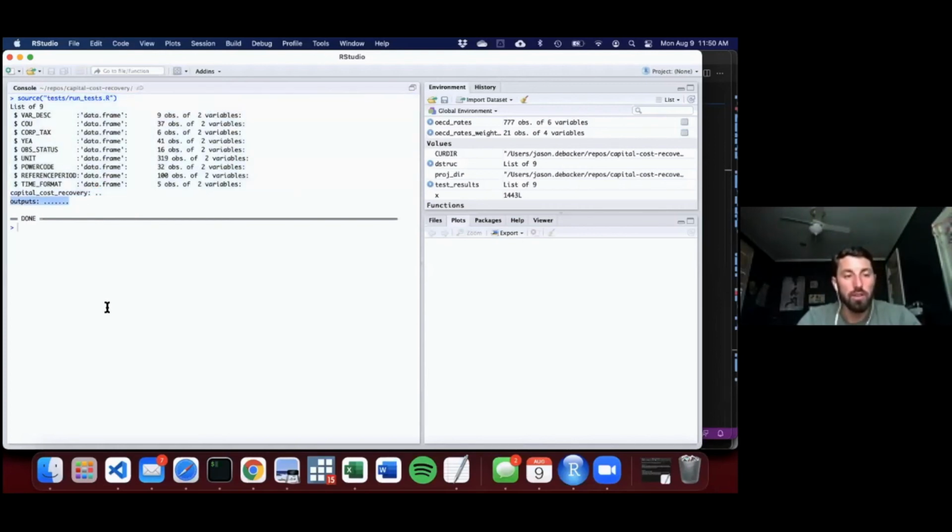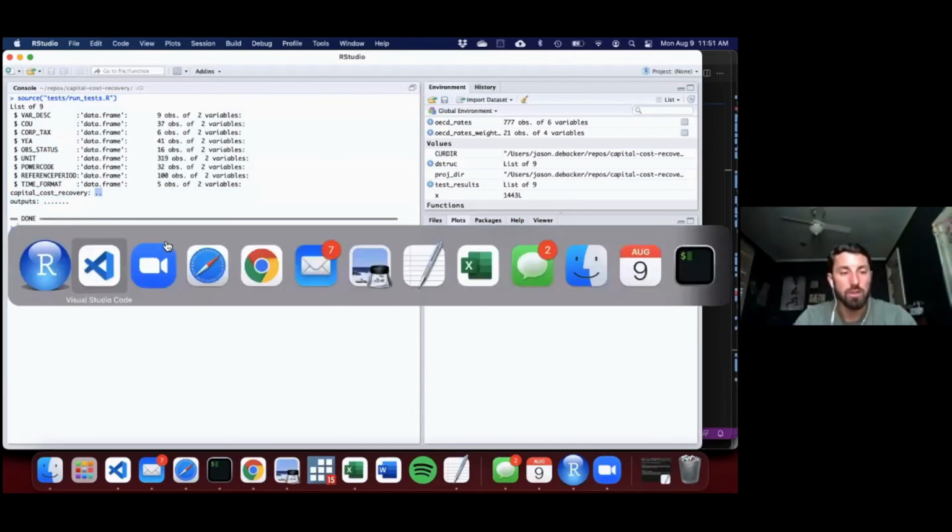There's actually another test script I wrote here, which is for testing the outputs of the capital cost recovery model. There are several tests in that, and I'll go back and show you that. But let's focus on the capital cost recovery test here. So here we've got the 2 dots, each of those functions passed, okay?